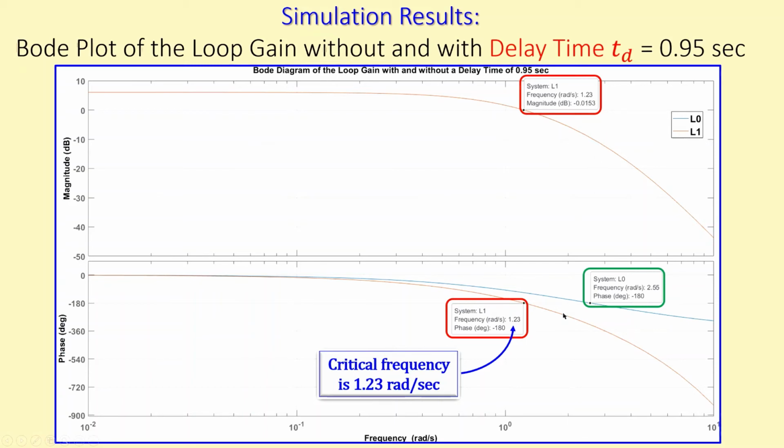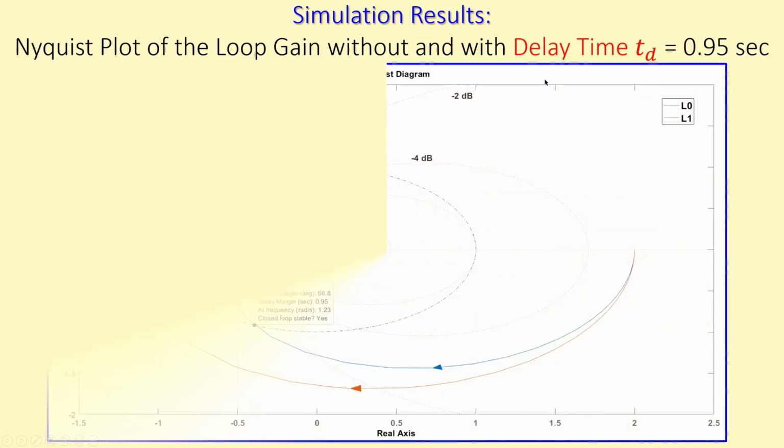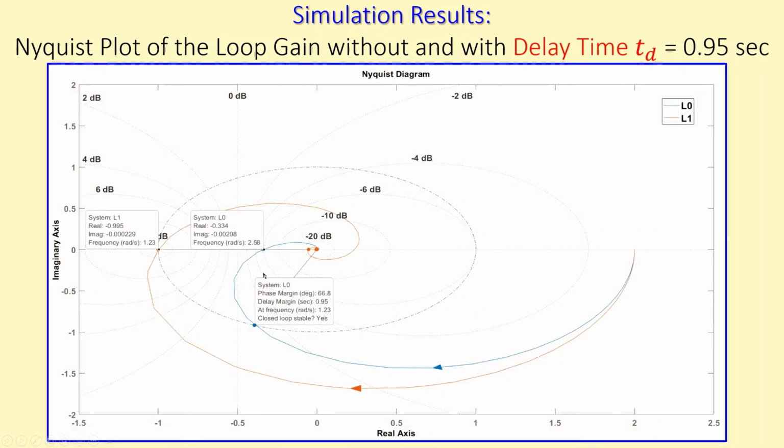Okay, let's also look at the Nyquist plot of the loop gain without and with the delay time, of course. So this is our Nyquist plot. The blue line is again the system without the delay, and the orange line is the system with delay. Now, as you can see here, this is just a plot for the situation where you have no delay.